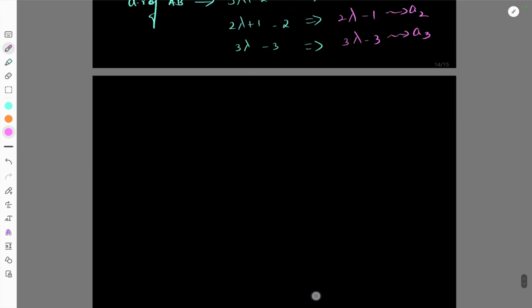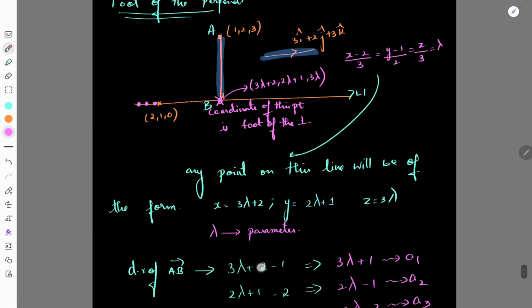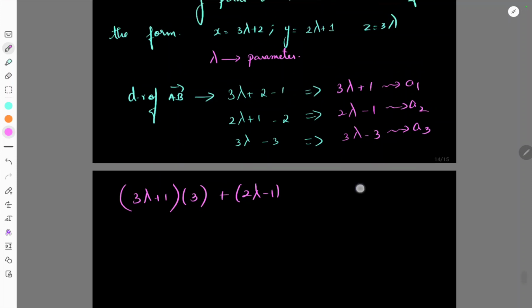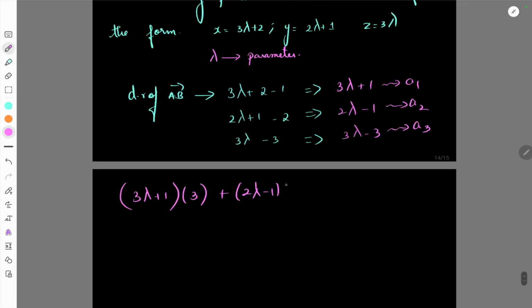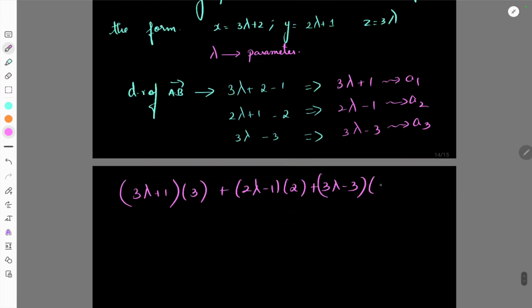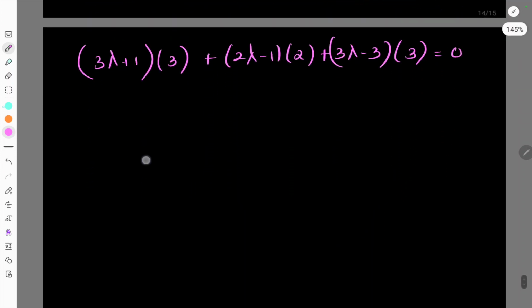This is perpendicular to 3i cap plus 2j cap plus 3k cap, which means the dot product will be equal to 0. So what I can do here is (3 lambda plus 1) into 3, plus (2 lambda minus 1) into 2, plus (3 lambda minus 3) into 3. This will be equal to 0. From here we will get the value of lambda.